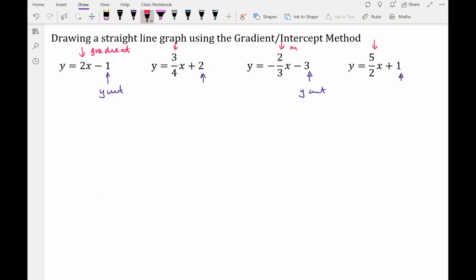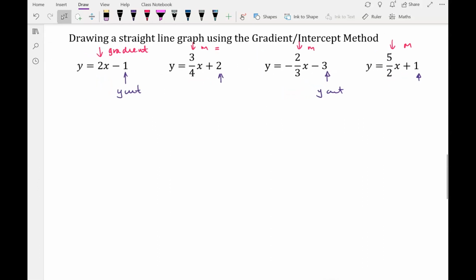And if you remember, we use the letter m to give us our gradient. So for this first graph, the gradient is 2. But hang on, you said to me gradient was rise over run. 2 is only a single number, it's not a fraction. Well, I can always write 2 as being 2 over 1. And that gives me a rise of 2 and a run of 1. Here, my gradient is going to be 3 over 4. A rise of 3 and a run of 4.